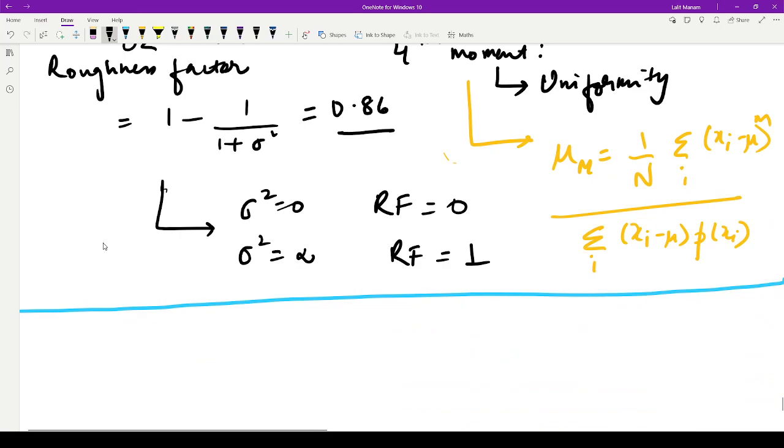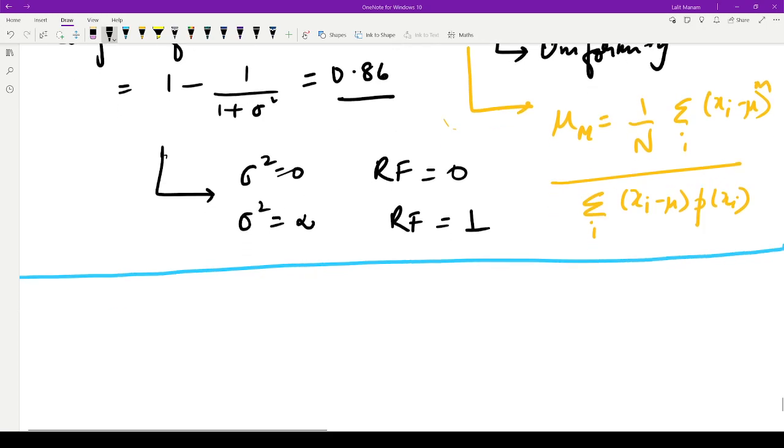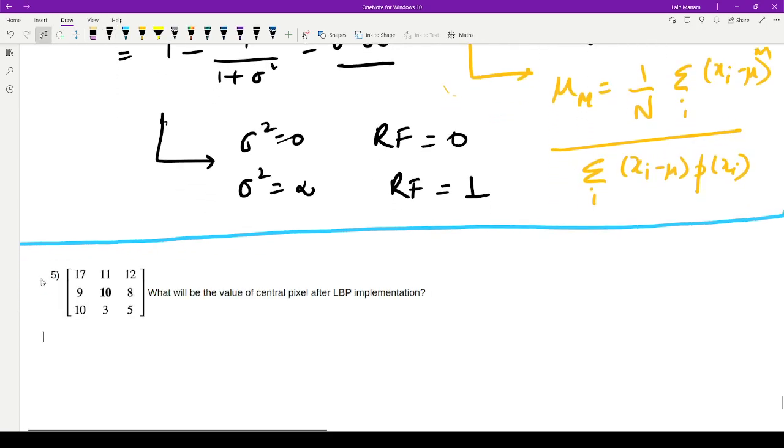Okay, so we'll move on to the next question. Any doubts in this question? So there will be an LBP implementation out there. Next question. Okay, so we're given again a bunch of pixels, an image patch. What will be the value of the central pixel after LBP implementation? So you have to replace 10 with some other value. How will you do it?